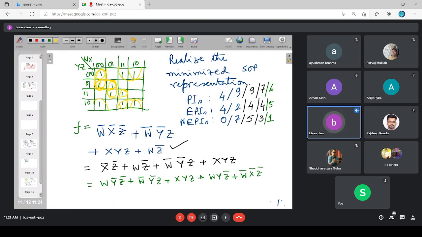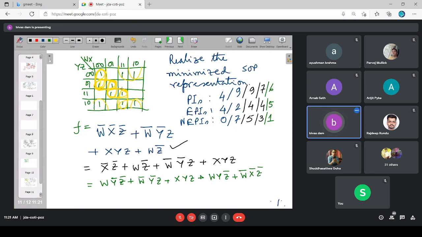So I have to go for this, as well as I have to go for this. So how many PIs are there? 2 quads. And then how many pairs? 1, 2, 3, 4, 5. I think there are 5 pairs, isn't it?